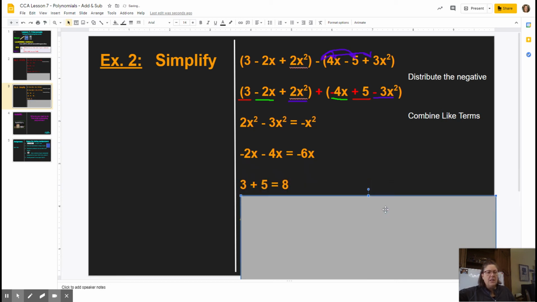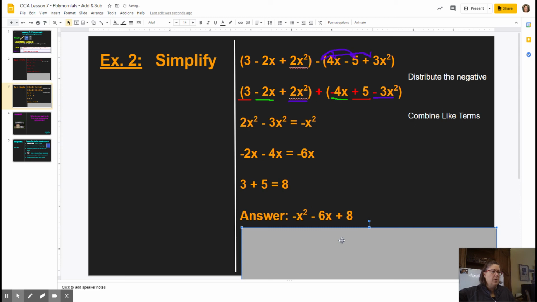And then just like I did in the previous example, I'm going to take all 3 of these terms and then just write them as one algebraic expression. Negative x squared minus 6x plus 8.